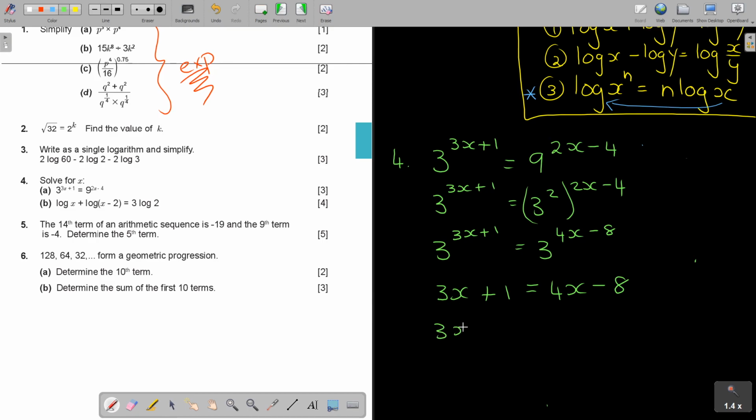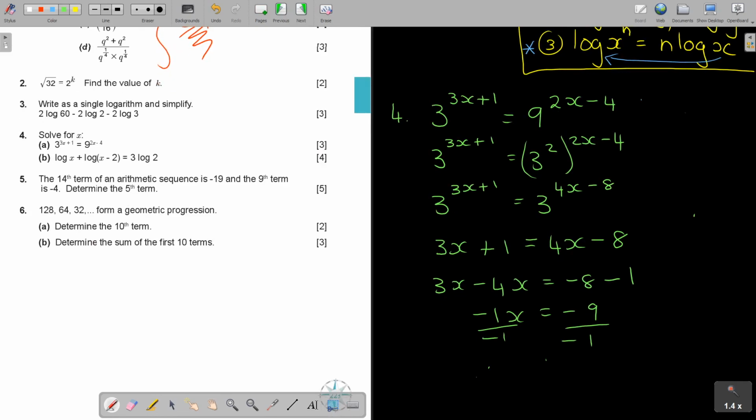And then 3x minus 4x is equal to negative 8 minus 1. So it's negative 1x equals negative 9. Divide by negative 1, negative 1. It's so easy. And then, therefore, x will equal 9. Very easy. So don't do logs if you see that 3 and that's 9. So it's almost like you can see that you can make the bases the same.